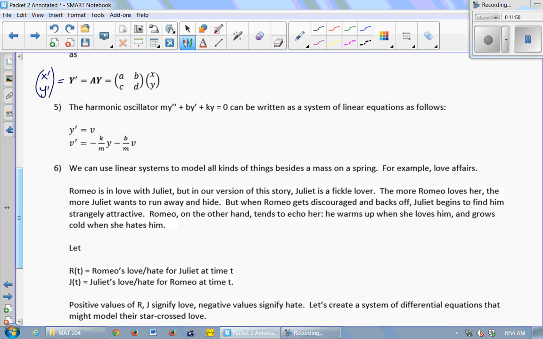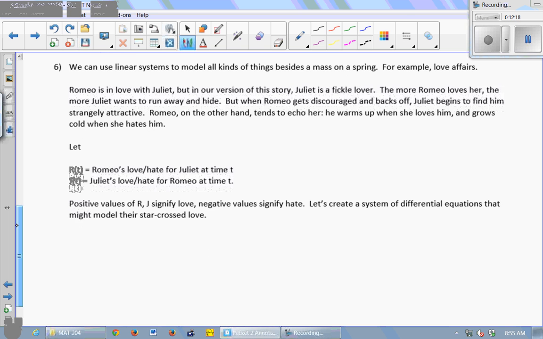Okay, so the harmonic oscillator that we've been talking about, damped or undamped, can be written as a system. Y prime equals V and V prime equals blah, right? And that is a linear system, right? Because you only have ones on the Y's and the V's. So the methods we're going to learn for linear systems can be used to analyze the harmonic oscillator. But we have a much more interesting example.